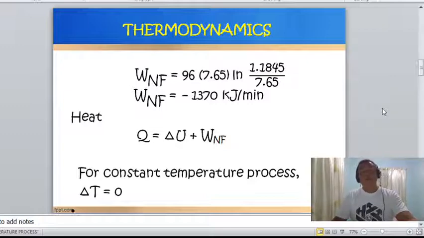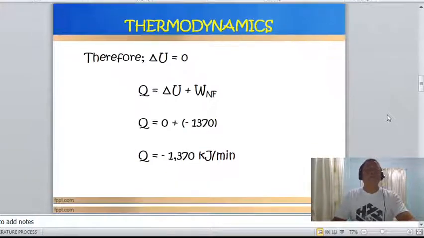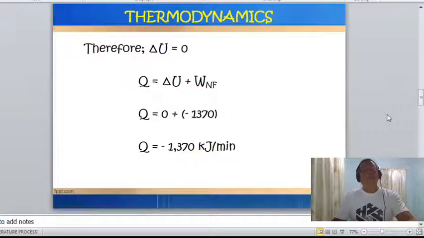For the heat transferred, Q is equal to delta U plus work non-flow, but delta U is equal to 0, class. Since the temperature is constant, delta U is equal to 0. So Q is equal to the negative work non-flow. Therefore, Q is equal to negative 1,370 kilojoules per minute.